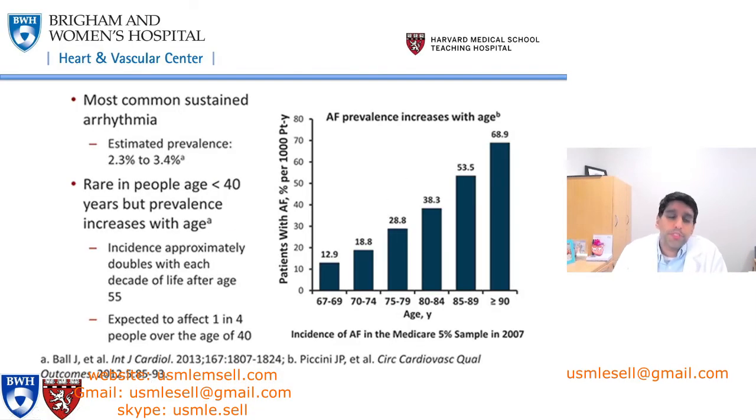Now, the reason we spend so much time on it, the reason we deal with it so frequently is just because it is so common. The estimated prevalence is upwards of 3% in the United States, and it very much is a disease of aging. So as the population ages, there's an increasing prevalence of atrial fibrillation. The incidence doubles approximately with each decade of life after the age of 55. Certainly, as we get into our 70s, 80s, and 90s, the prevalence of atrial fibrillation is very, very high.